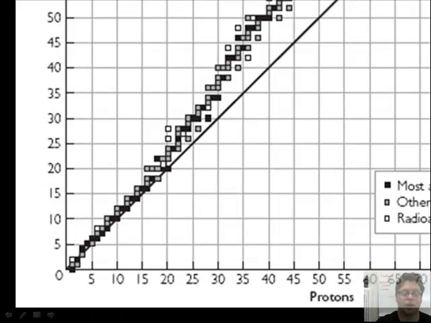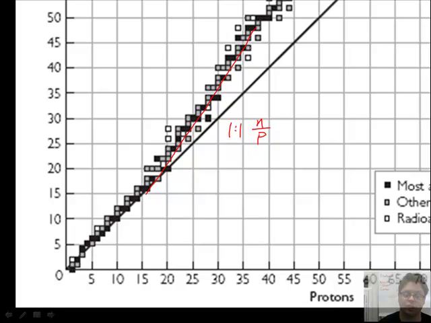If we look at the graph narrowed down, we can see here that the black ones represent the most abundant isotopes, the gray ones are other isotopes, and the other ones are radioactive. As you can see here, down near the bottom, most of them lie on this line. This line is a 1-to-1 ratio between neutrons and protons. It's got a slope of 1, as you can see. It goes up 5, over 5, and so on.